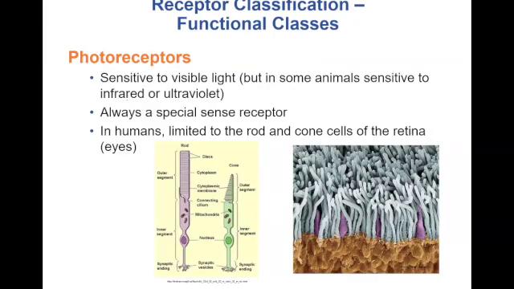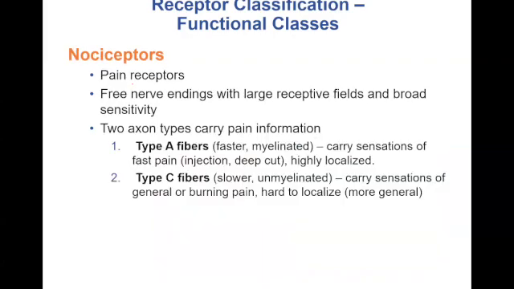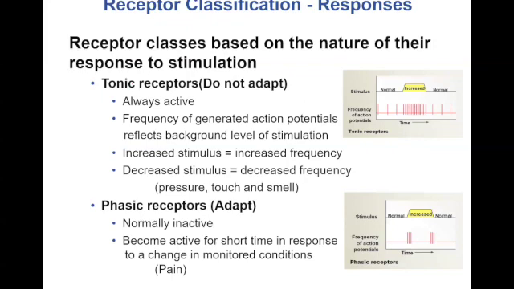Okay, and then the photoreceptors, which we said was a specialized type of sensor or receptor that we find in the eye. If you've heard of the rod and the cone of the eye, those are the photoreceptors of the eye. And then the nociceptors, I think we already mentioned. We said those are pain receptors. There are two different types, type A, type C. The difference between the two, myelinated versus unmyelinated, faster versus slower, fast pain versus slow pain.